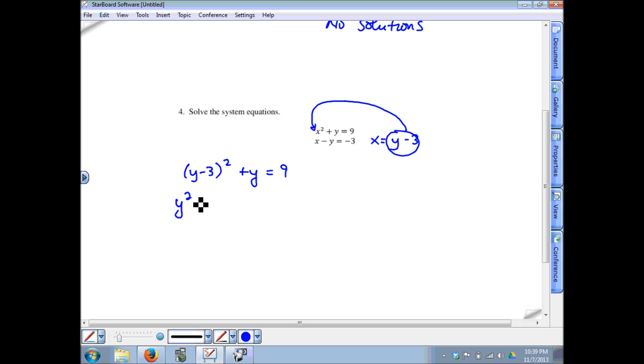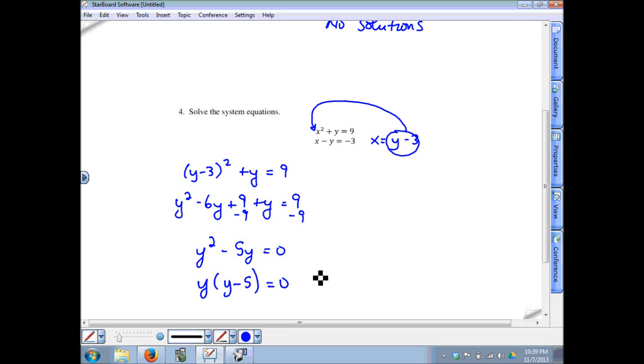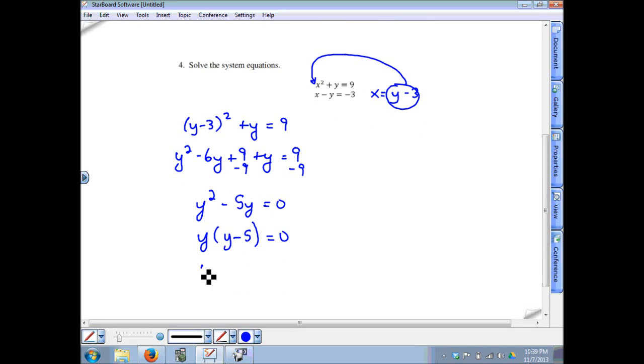Y minus 3 squared is y squared minus 6y plus 9. And then we have the plus y equals 9. Subtract 9 on both sides. So you have y squared minus 5y is equal to 0. Factor out a y and get y times y minus 5 is equal to 0. So y is equal to 0 and y is equal to 5.